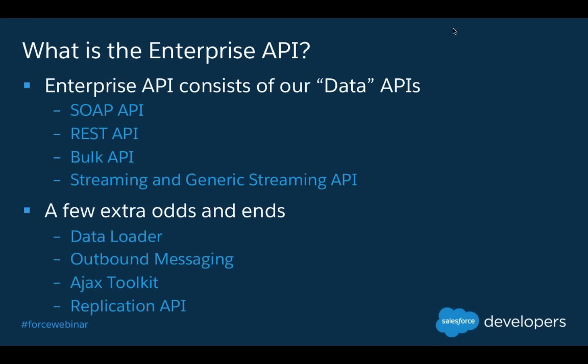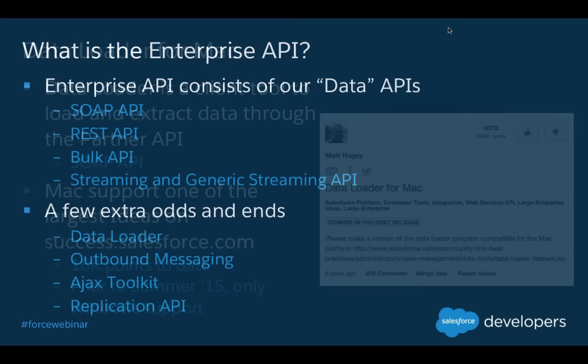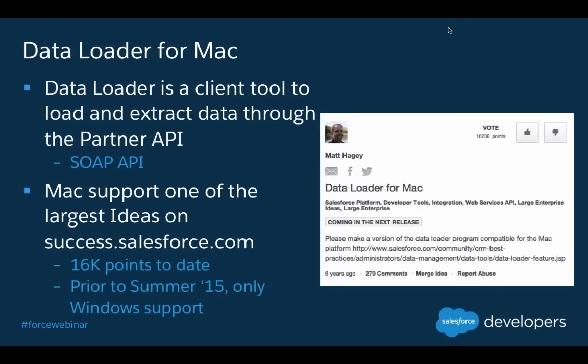Tooling API, Metadata API, Chatter API, those are owned by their respective teams. We also own a few extra odds and ends. So we own the Data Loader at present. We'll be talking about the future of the Data Loader. We own outbound messaging, our Ajax Toolkit, like I mentioned, and our replication API. And a few others that are too long to list here. So we'll jump right into the Data Loader for Mac.